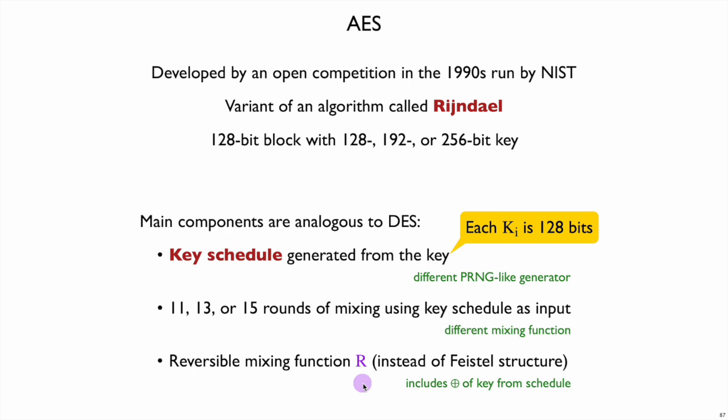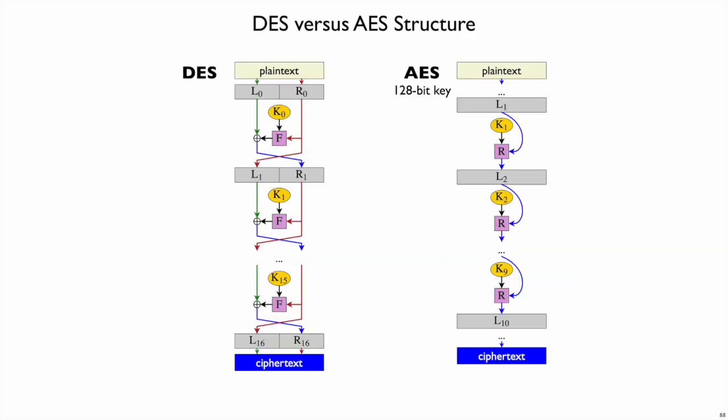AES also uses a reversible mixing function R instead of the one-way function F and the Feistel structure that went with that. But it's still the same idea of mixing elements of the key schedule with the plain text and mixtures derived from the plain text. Here is DES and AES next to each other.